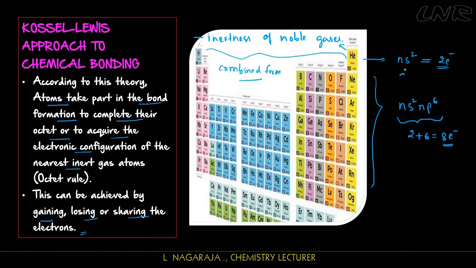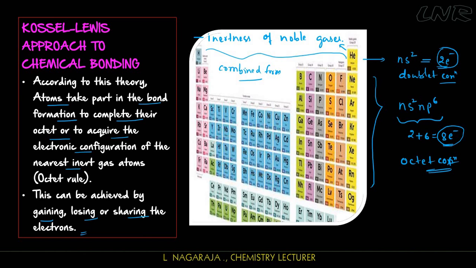So that is called doublet configuration, and the other is called octet configuration. Except helium, all the noble gases have 8 electrons in the outermost orbital, and helium is also a most stable element because it has a completely filled configuration. That is, the ns orbital can accommodate only 2 electrons, and the 2 electrons are completely filled in the s orbital.